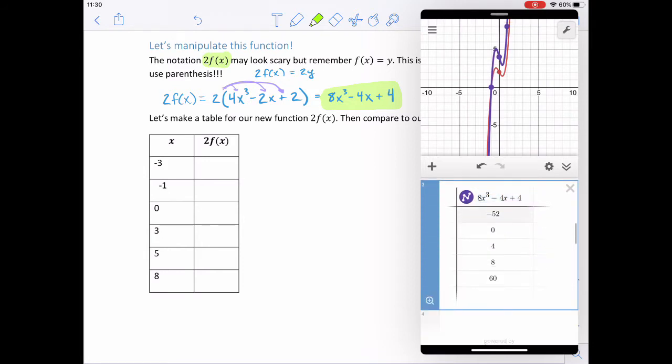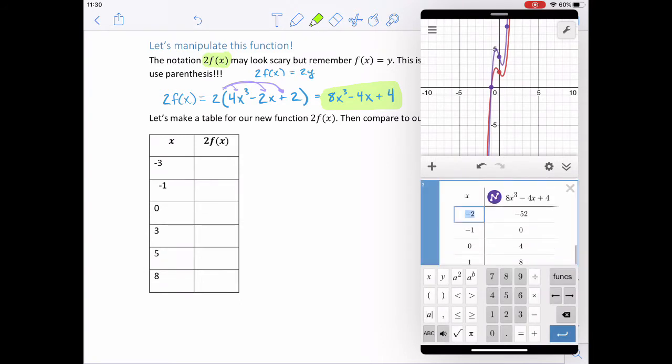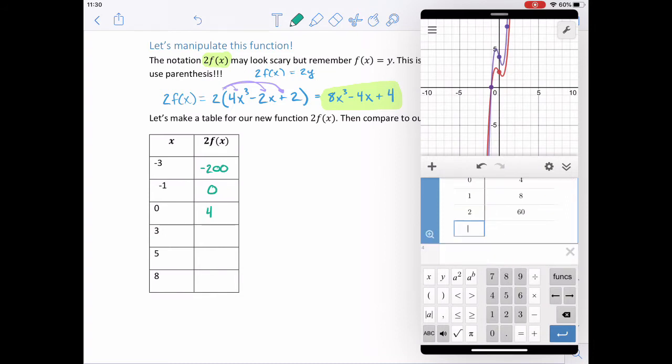All right. Click out. So we're going to put back in our same values. So we want -3, and this time we've got -200. It's still 0 at -1, 4 at 0. Then we want 3, 208, 5, 984, and 8 is at 4068.